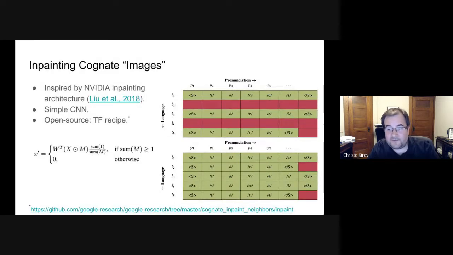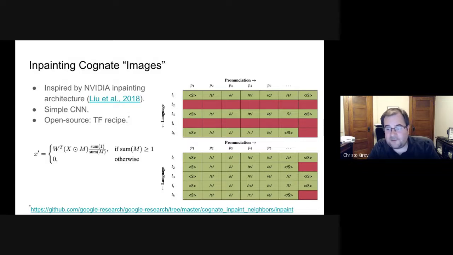So that's an overview of the neighborhood model. Now I'll switch gears to the inpainting model. The inpainting model takes direct inspiration from an NVIDIA paper on image pixel restoration. And the convolutional model used in that paper, the convolution operation that is, which is shown in the equation below, is applied in this paper unchanged.